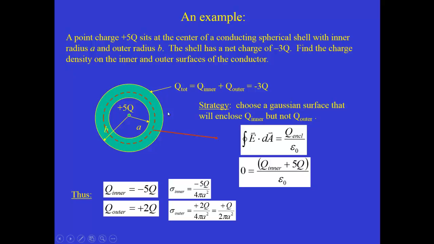So you stare at that a little bit, take a look at that, and see if you can make sense out of it. But the charge distribution that you end up with, where you have negative 5Q on the inner surface and plus 2Q on the outer surface, is not something that I would have guessed before solving the problem, which shows the power of Gauss's law.